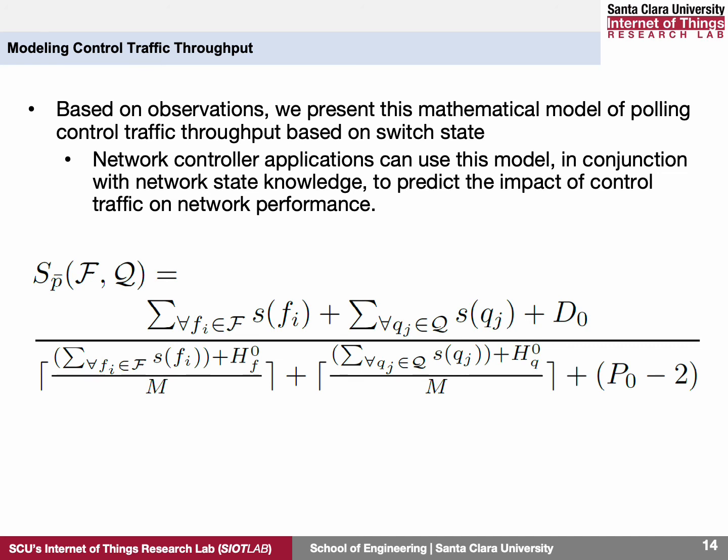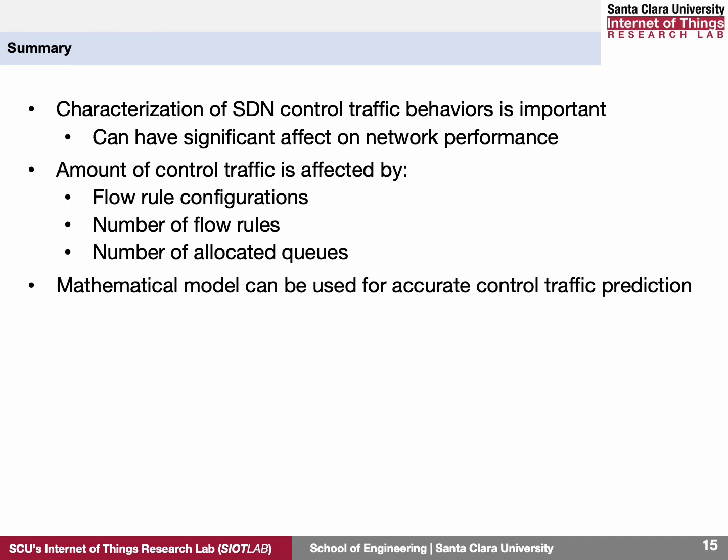For example, this model can be especially useful when planning large networks. This can be used to ensure that no single switch in the network will be overloaded with control traffic messages. Or this model can be used by an SDN network controller to make predictions about network congestion and control message delivery speeds.